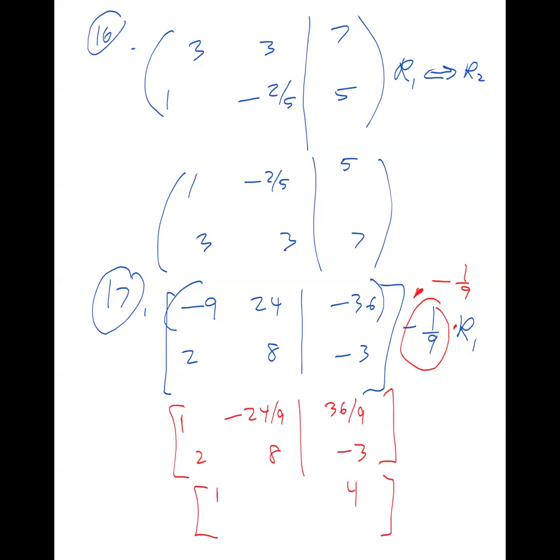And negative 24/9 also breaks down. What does negative 24/9 break down into? If you divide it by 3 and 3, what does it become? Negative 8. And what is 9 divided by 3? 3. So it breaks down like that.